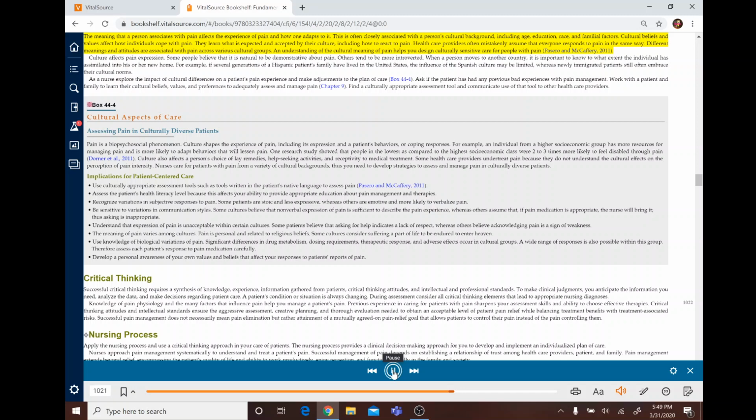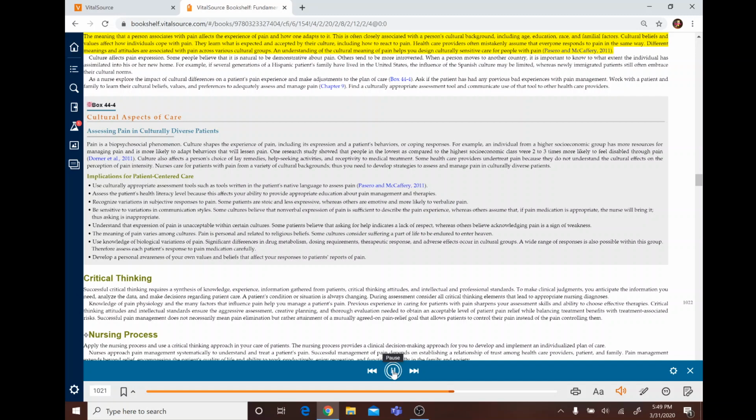Cultural factors. The meaning that a person associates with pain affects the experience of pain and how one adapts to it. This is often closely associated with a person's cultural background, including age, education, race, and familial factors. Cultural beliefs and values affect how individuals cope with pain. They learn what is expected and accepted by their culture, including how to react to pain. Healthcare providers often mistakenly assume that everyone responds to pain in the same way. Different meanings and attitudes are associated with pain across various cultural groups. An understanding of the cultural meaning of pain helps you design culturally sensitive care for people with pain.